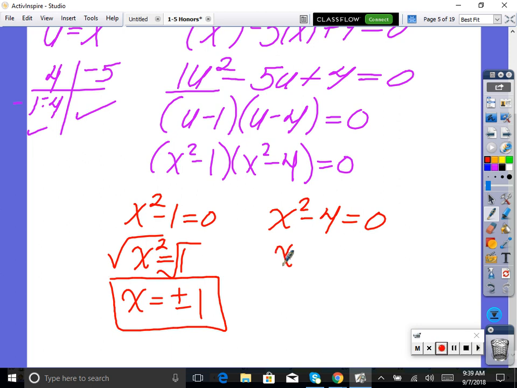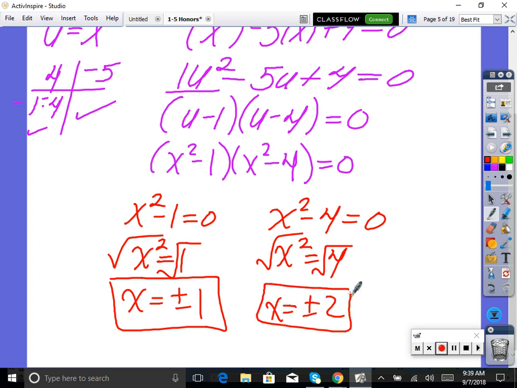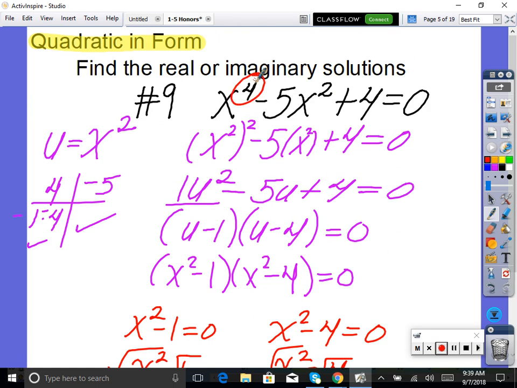So we would add 4, so x squared equals 4. Then we would square root, so x is equal to plus and minus 2. Now check. We have 4 solutions. Was the original a degree 4? Yes, so we're not missing anything. You always should do that, every problem.